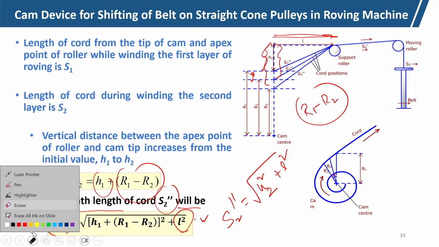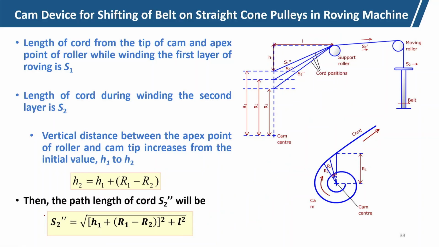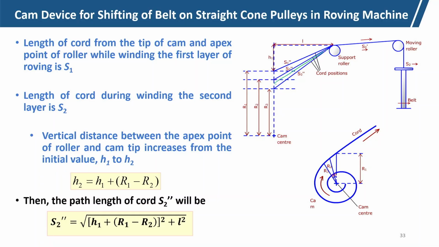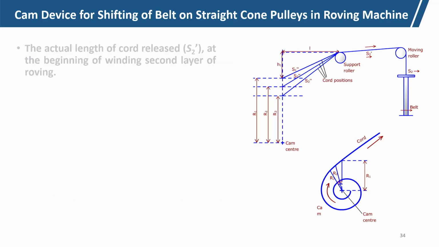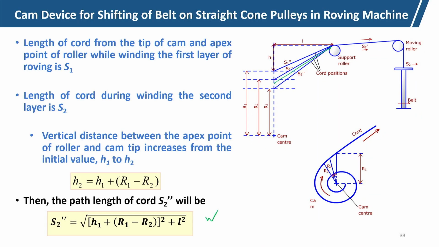So, this is L and this one is A. So, S2 dash, this distance, we can calculate by this. S2 dash is calculated by using this formula. The actual length of cord released, that means S2 dash, so this is S2 double dash, okay, this distance.